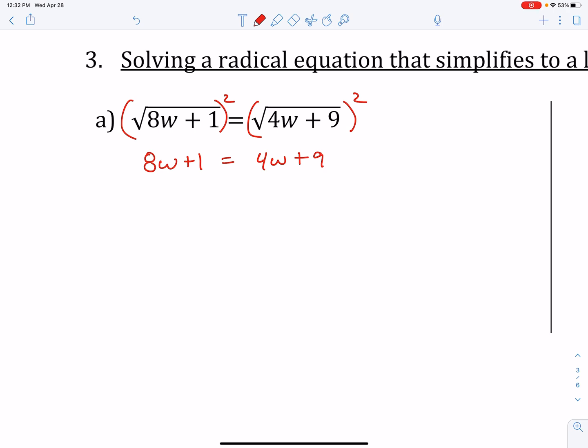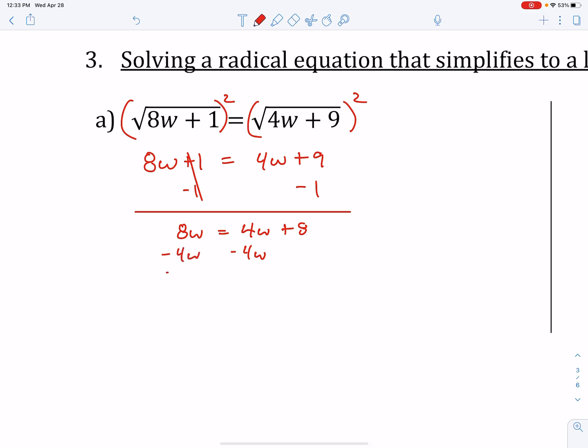You could start with whatever you want to start with. You're just going to combine like terms. I'm going to get rid of this 1 first. Again, you could deal with the w's if you want right off the bat, but I'm going to do that second. Gives me 4w plus 8. Now I'm going to deal with my w's. So minus 4w. What does that leave me with? That leaves me with 4w equals 8. I need to divide by 4.